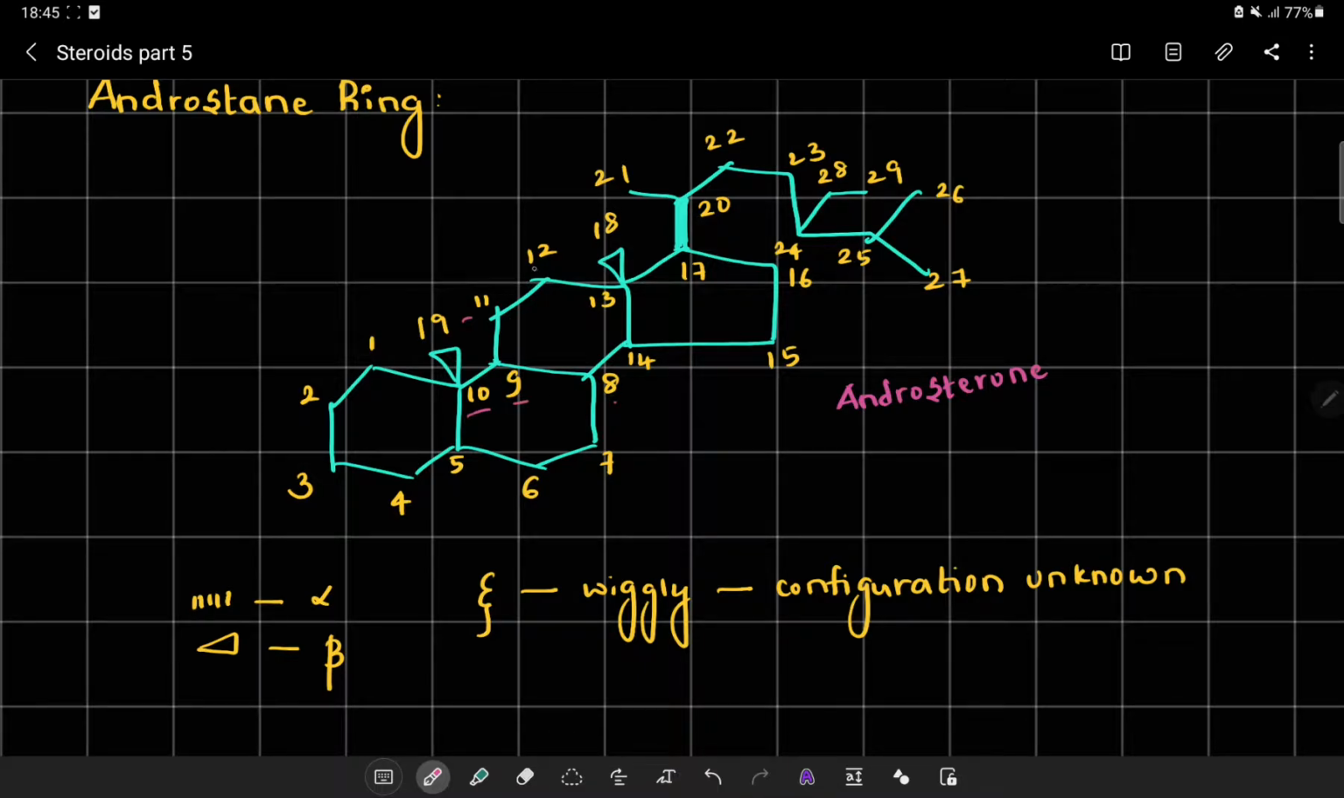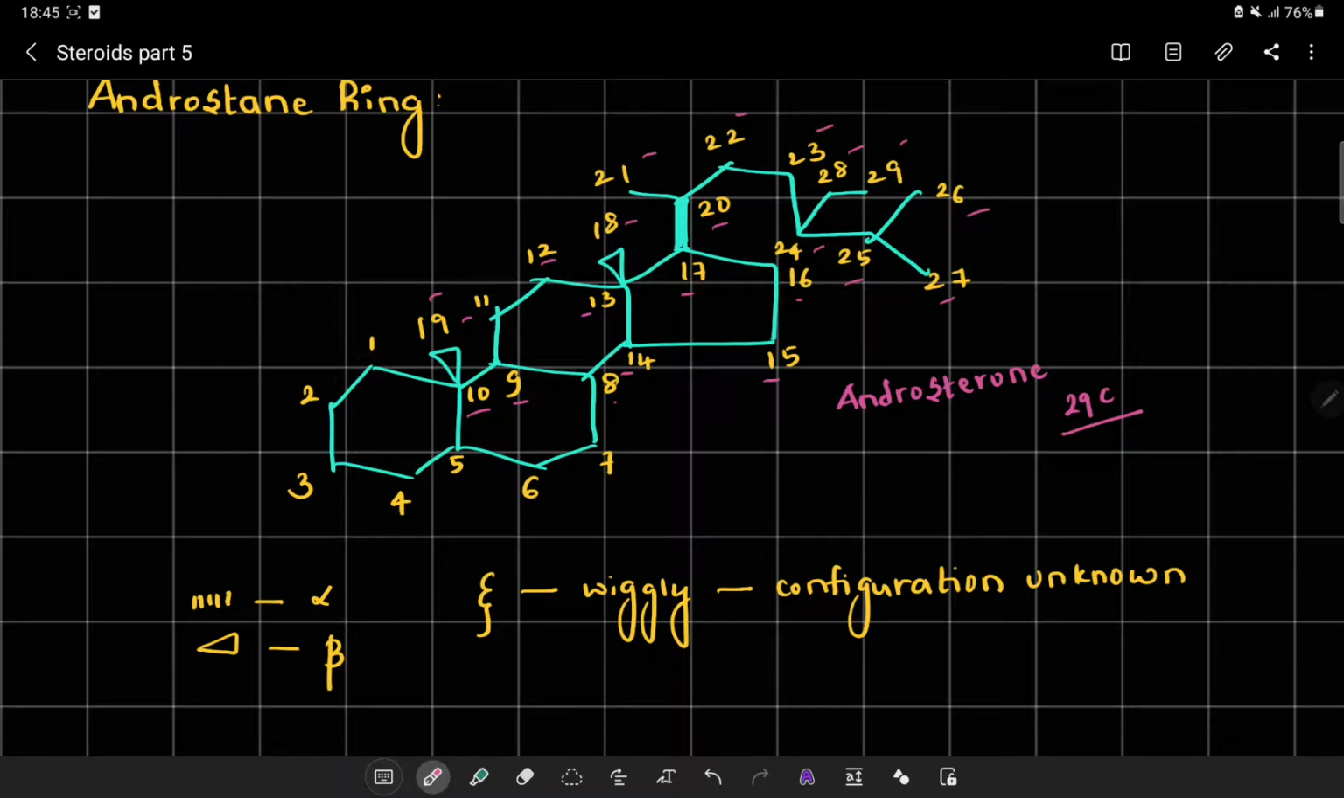Then comes 11, 12, 13, 14, 15, 16, 17, and 18, 19 being angular methyl groups. Then 20, 21, 22, 23, 24, 25, 26, 27, 28, 29. So the androstane system consists of 29 carbon atoms.